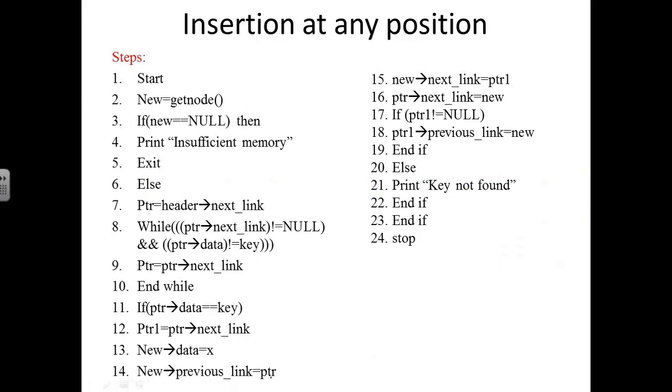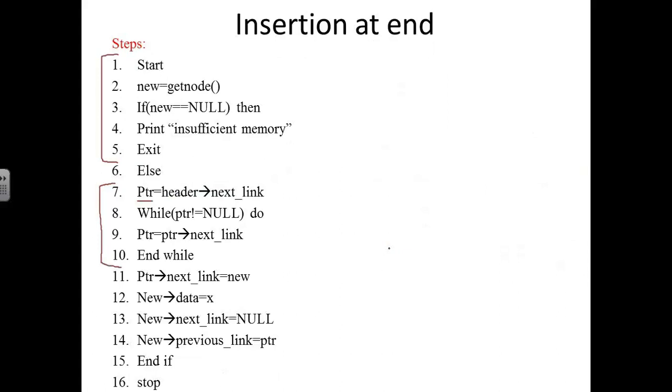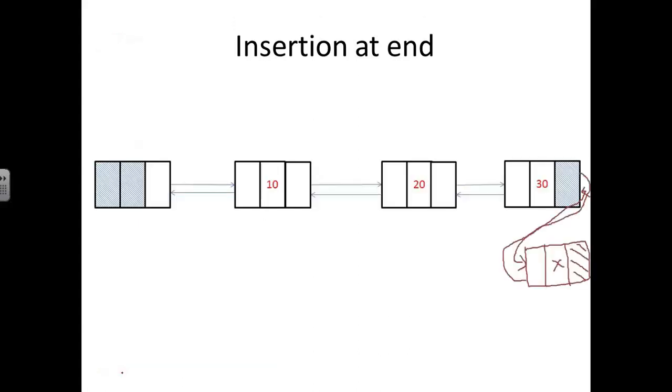Right? New's previous link will become pointer. Okay, so new's next link is equal to... okay, so new's previous link is equal to pointer, right? So only these steps we have newly for insertion at the end. Okay, I hope you would have understood.